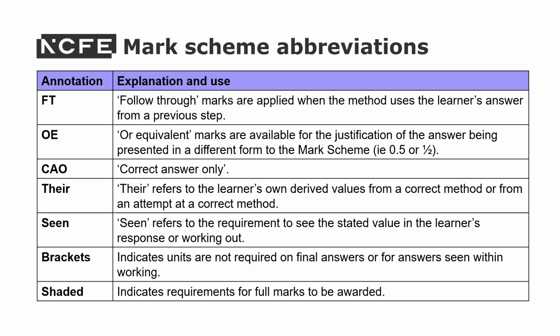Something in brackets in the mark scheme means that it's not necessary. You don't have to show that for your final answer in order to gain the mark. And if you see square brackets used in the mark scheme, then that usually means that answers within a range are acceptable. So for example, if you were looking at a graph, sometimes your answers may be within a range that you then work with. And anything in the mark scheme that's shaded gives you an indication of the requirements for full marks to be awarded.